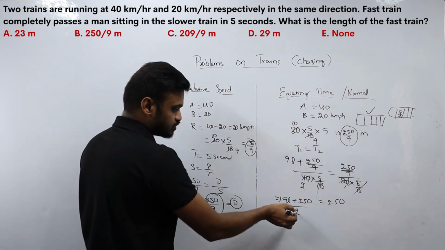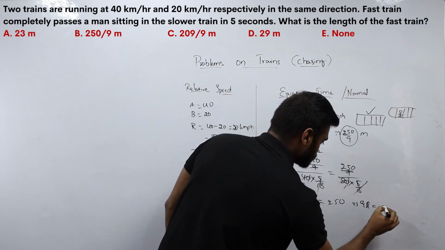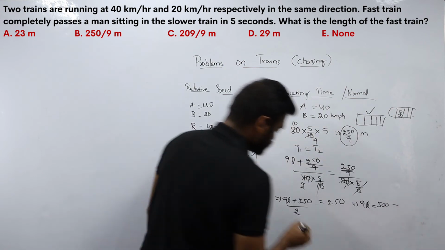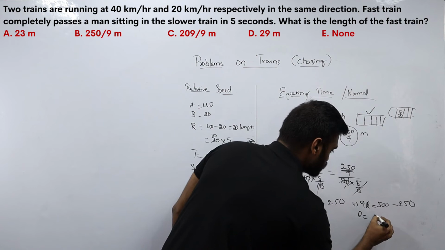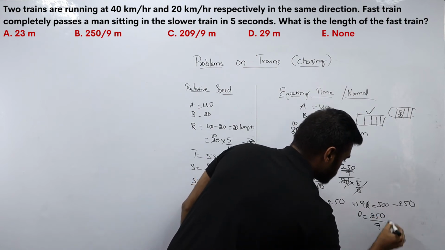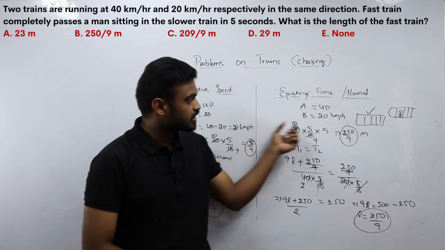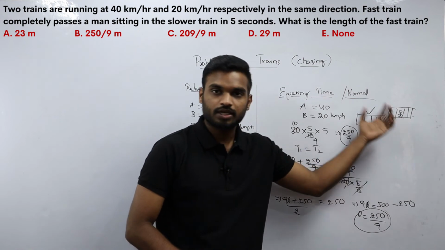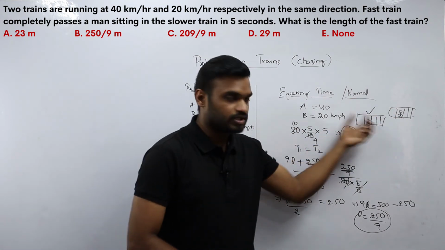So if I send this 2 to the right hand side, I will get 9L equal to 2 into 250, that is 500, minus 250 from the right hand side. So we will get 250. So L equal to 250 by 9. So this is the total length of the faster train. Remember this: whenever they give such a question, first of all we need to find out the total distance covered by the slower train before being overtaken by the fast train. Then we can find out the total length of the train.